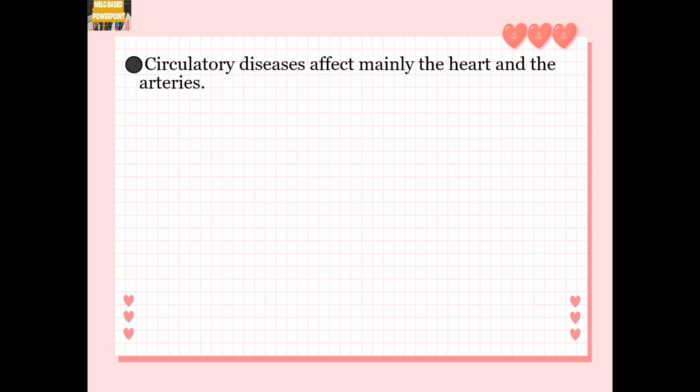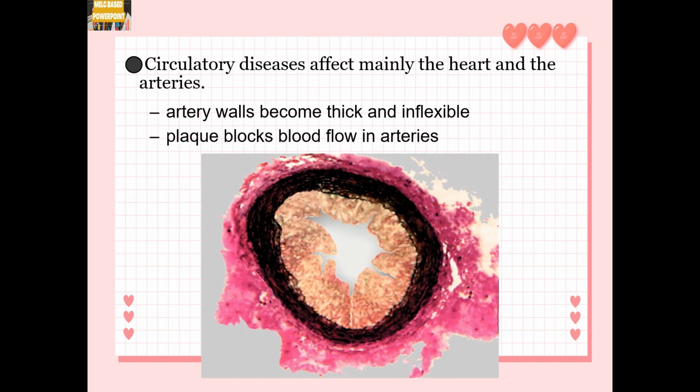Circulatory diseases affect mainly the heart and the arteries. As you can see in the picture, the artery walls become thick and inflexible. Plaque blocks blood flow in arteries.